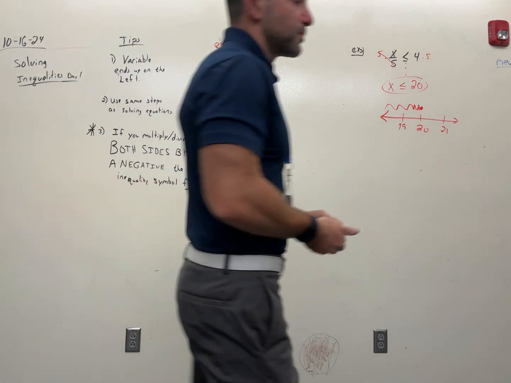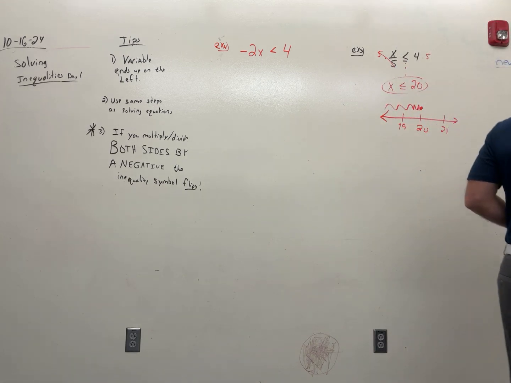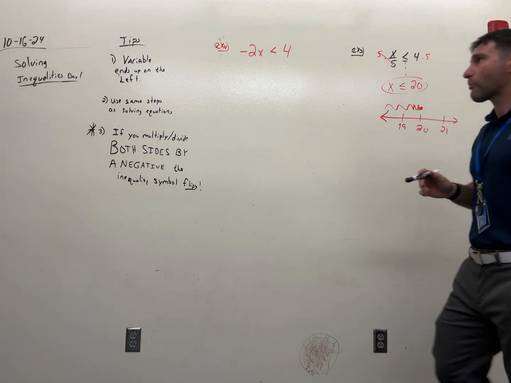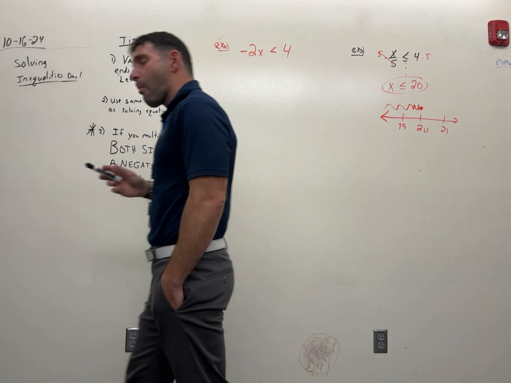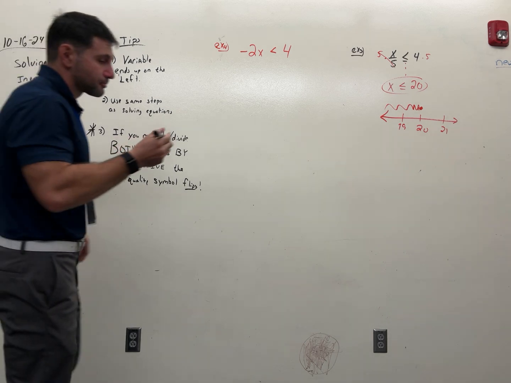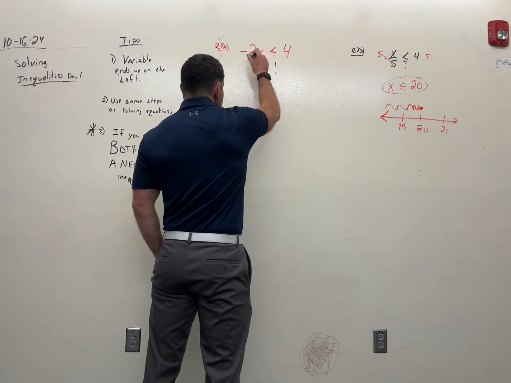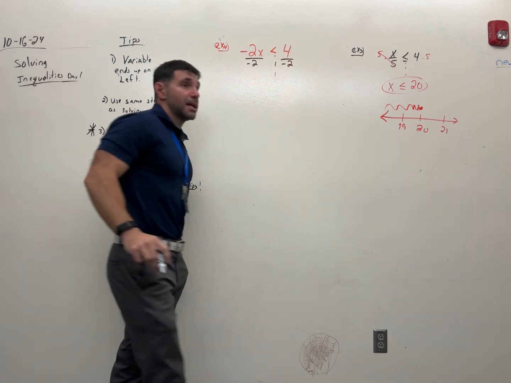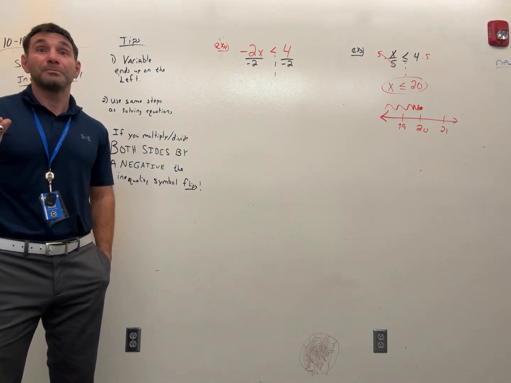Negative 2x is less than 4. I don't want you solving it, just write it down. So negative 2x. How do I isolate the x? Division. Okay, what are we going to divide by? Negative 2. Negative 2 on this side and negative 2 on that side. So we're dividing by negative 2 on both sides.